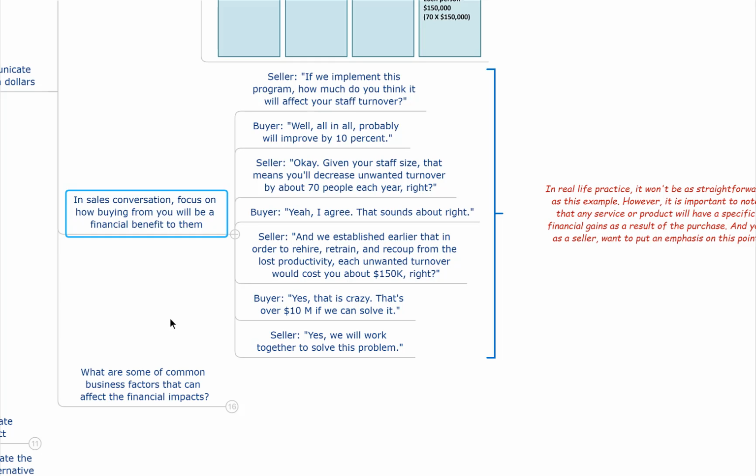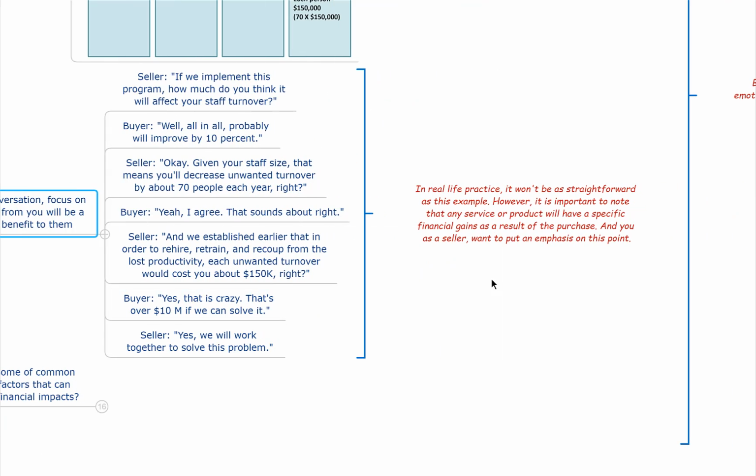Buyer then says, yes, that is crazy. That's over $10 million if we can solve this problem. Seller then says, yes, we'll work together to solve this problem. In real life, it won't be as straightforward as this example. However, it is important to note that any service or product will have specific financial gains as a result of this purchase, and you, as a seller, want to put an emphasis on this point.